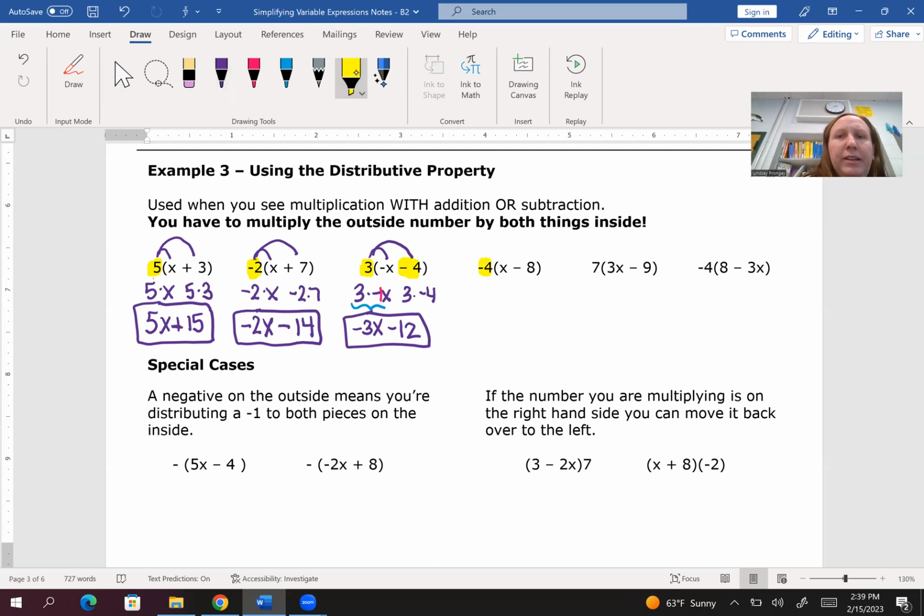Next one, we're distributing a negative 4. And we are doing negative 4 times x, and then negative 4 times a negative 8. Okay, if you have highlighters, or even if you just want to circle it, do something to make sure you know what signs you are dealing with here. So negative 4 times x is a negative 4x. And negative 4 times a negative 8 is a positive 32. So we write plus 32.